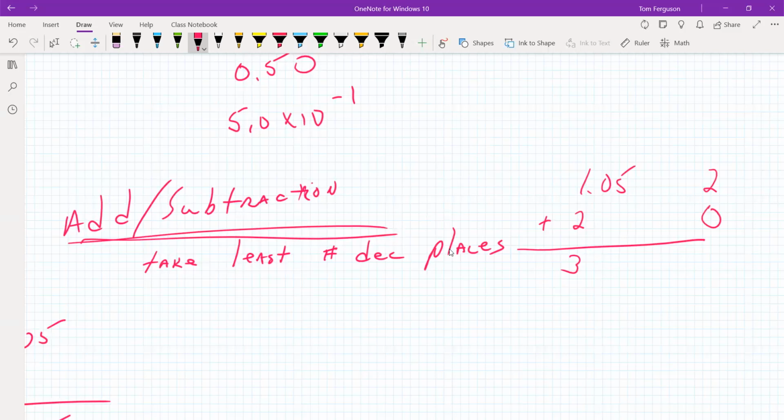Now, the accountants in the coop here are going to have tips. What about that leftover nickel? You know, throw that away? But as far as manipulation, adding, subtraction, you take the least amount of decimal function. Least amount.